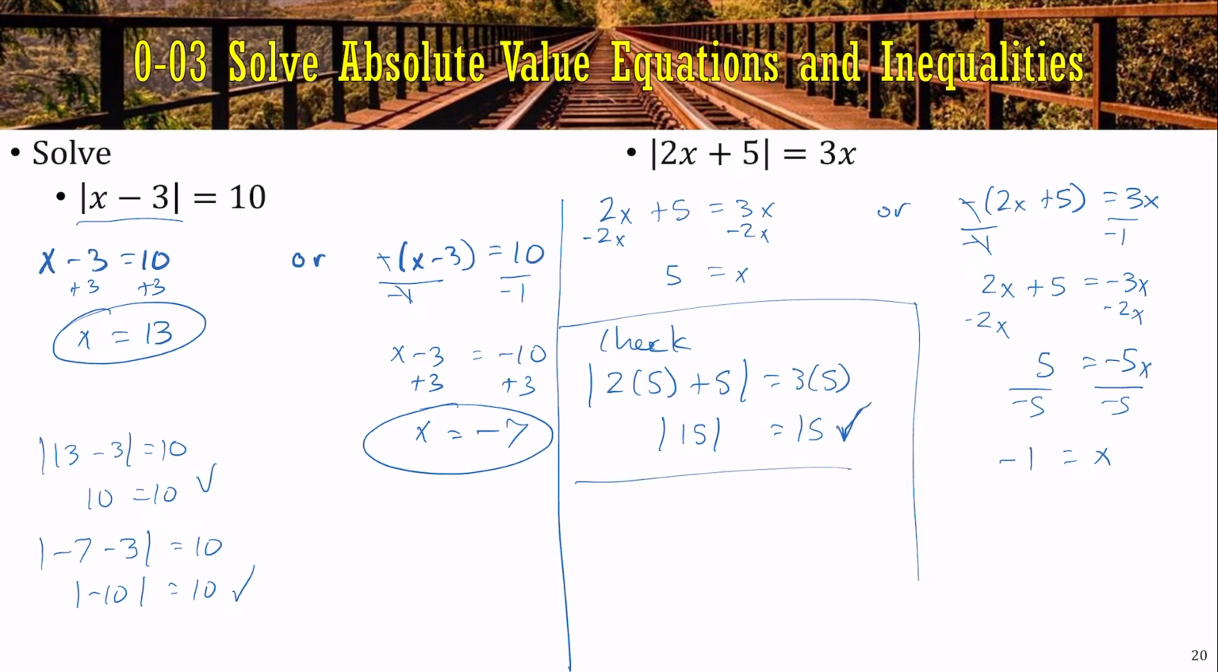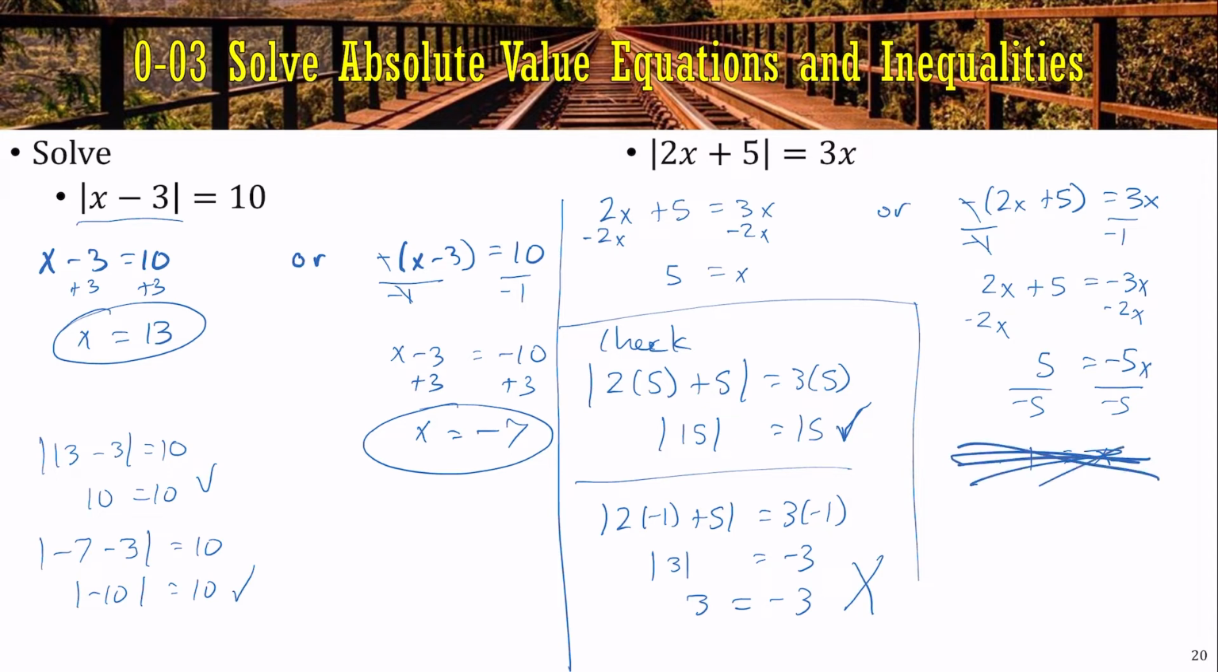All right, let's try the negative 1. 2 times negative 1 plus 5 equals 3 times negative 1. 2 times negative 1 is negative 2 plus 5 is 3. So I get 3 equals negative 3. No, no, that doesn't work. So negative 1 is not an answer. Only 5 is an answer. And folks, that is why you need to check your answers. This one is extraneous.